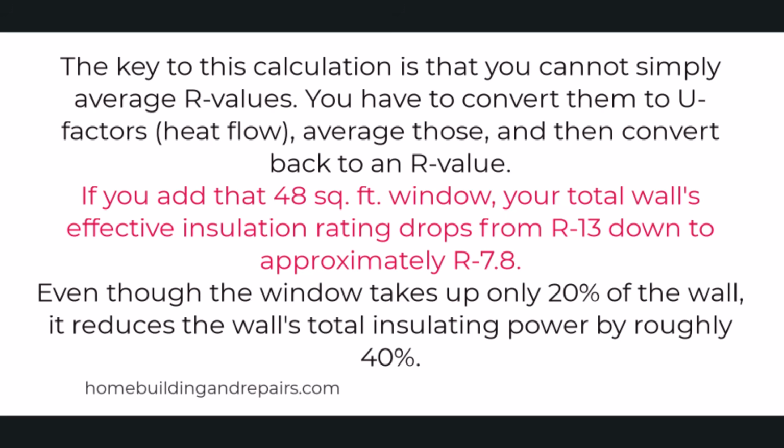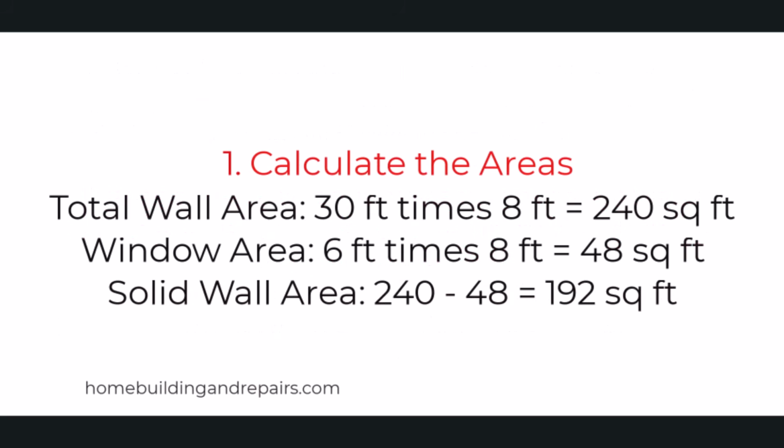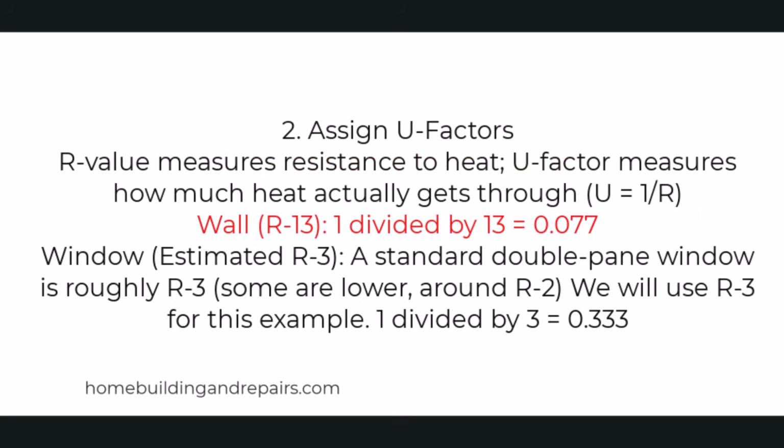By installing a 48 square foot window, it's going to drop our insulation rating down from R13 to approximately R7.8. And even though the window takes up only 20% of the wall, it will end up reducing the total wall's insulating power by roughly 40%. And that's a lot. And I will let you finish up the video here by reading some of this information and doing your own math calculations.